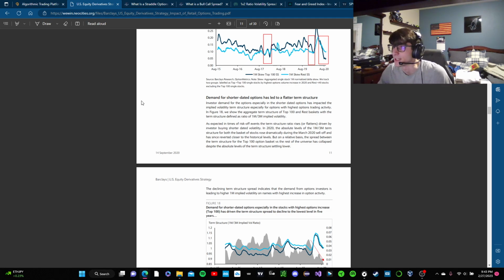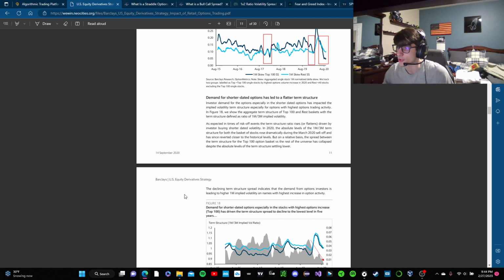As expected, in times of risk-off events, the term structure ratio rises or flattens, driven by investor buying of shorter-dated volatility. In 2020, the absolute levels of the 1 to 3 month term structure for both baskets of stocks rose dramatically during the March 2020 sell-off and have since reverted closer to historic levels. But on a relative basis, the spread between the term structure for the top 100 options basket versus the rest of the universe has collapsed, despite the absolute levels of the term structure settling lower.